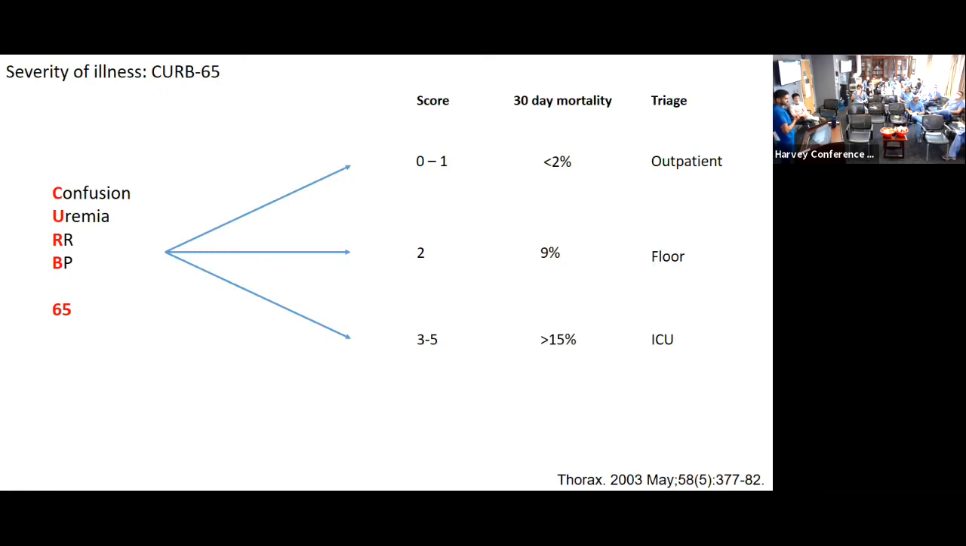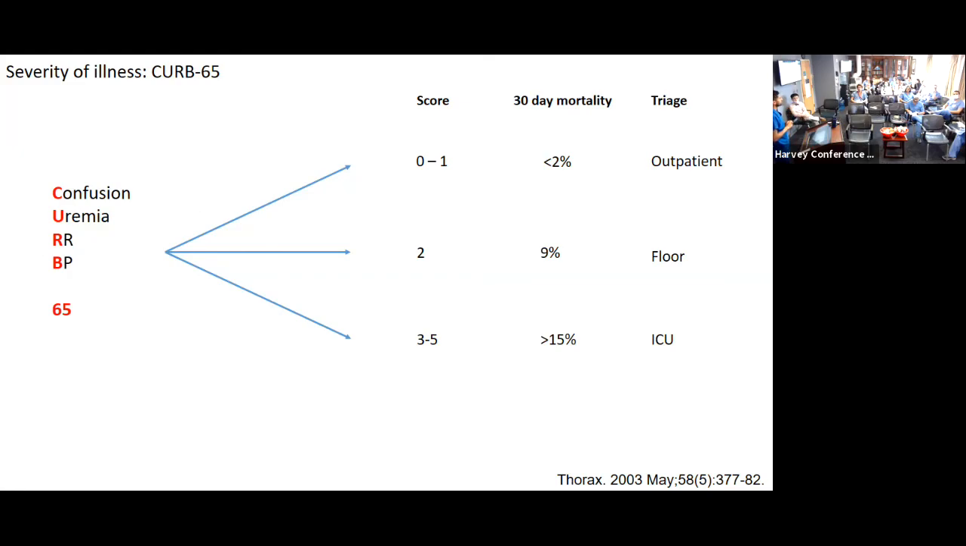The severity of illness of CAP: there are two major severity of illness scores in use. One is called the CURB-65, the other is the PORT score. So this is the CURB-65. I'm not necessarily suggesting you use this, but they are designed to prevent an issue of over-admission related to pneumonia.